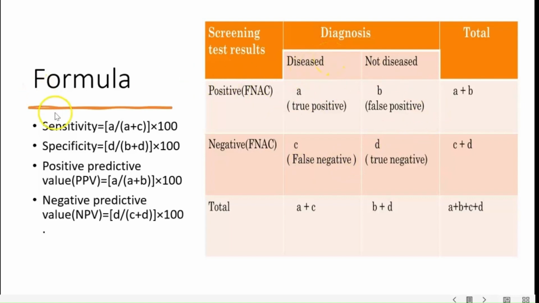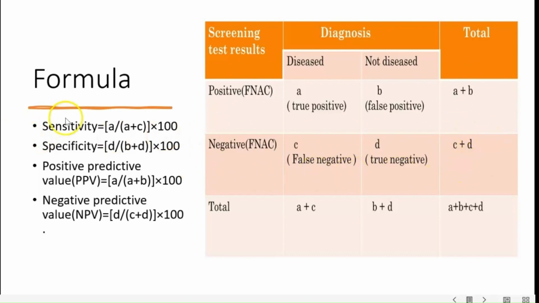And then we have to remember, when we are calculating the sensitivity and specificity, we have to take the disease in question here and the persons who are not diseased. And when we are calculating the positive predictive value or negative predictive value, we have to take the screening test result, in the persons who are positive, in the persons who are negative.